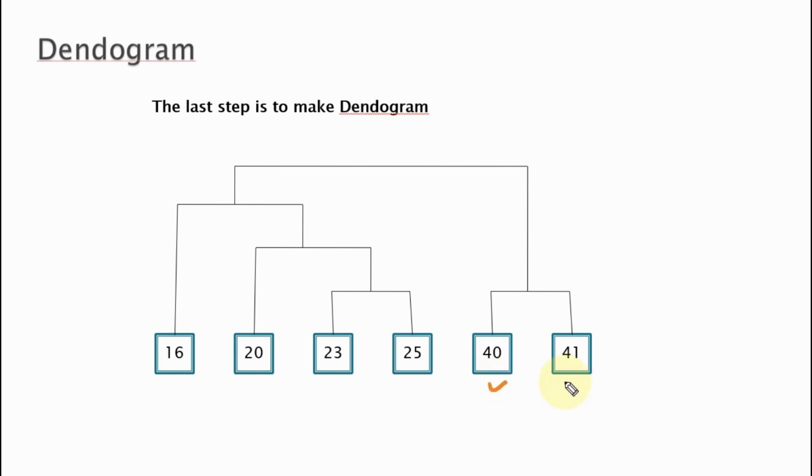First we merged 40 and 41 here, then we merged 23 and 25. After that, we merged it with 20. After that, we merged this whole set with 16. And in the end, after merging all of 16, 20, 23 and 25, we merged all of them with 40 and 41. So now this structure is known as a dendrogram. That's all for today. Thank you.